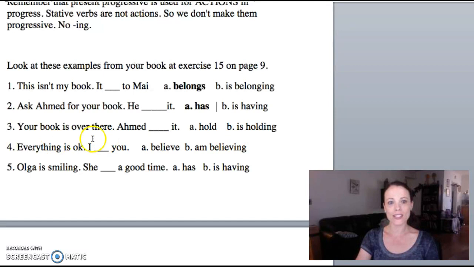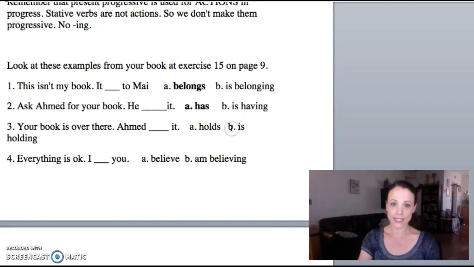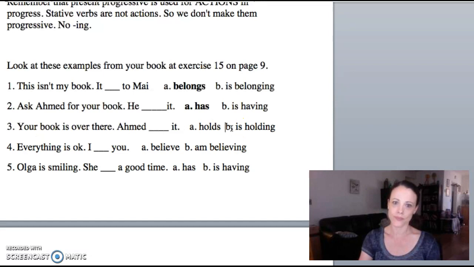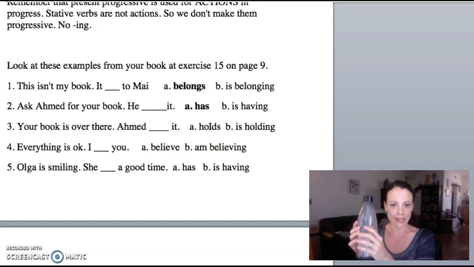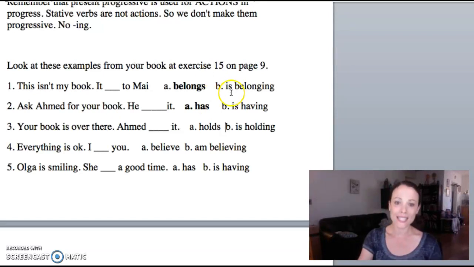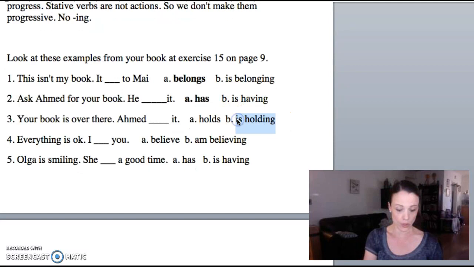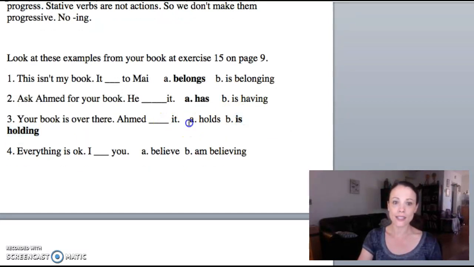How about your book is over there? Ahmed holds it or Ahmed is holding it? Well, in the case of the verb hold, this is actually an action. I'm holding my water bottle, right? And we're talking about right now. So, in this case, we are going to use the progressive tense. Is holding.